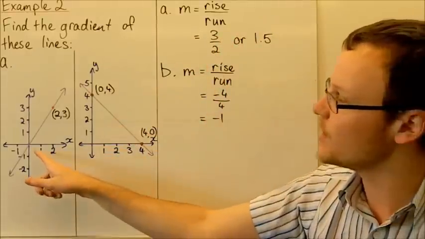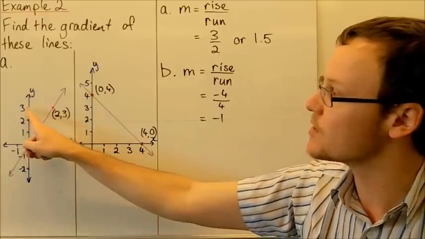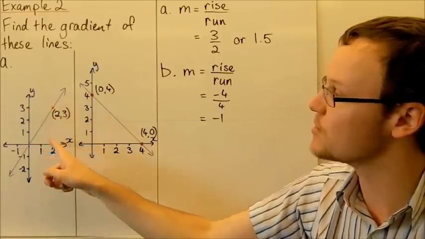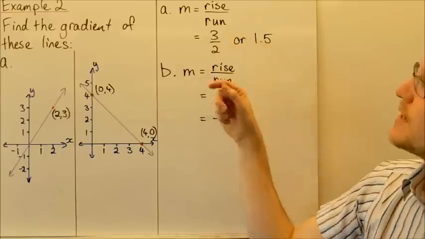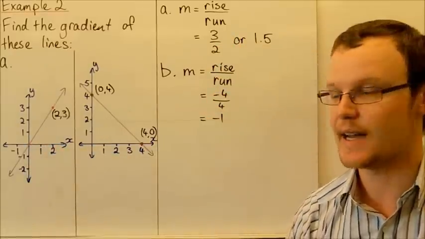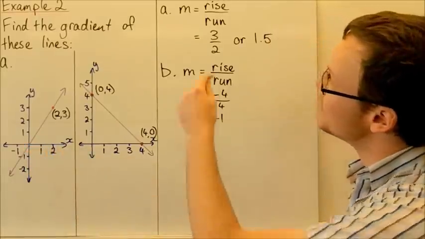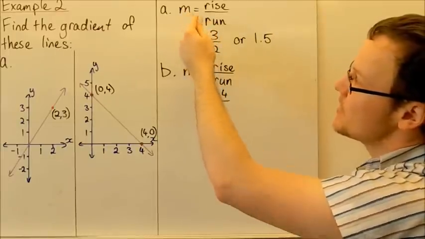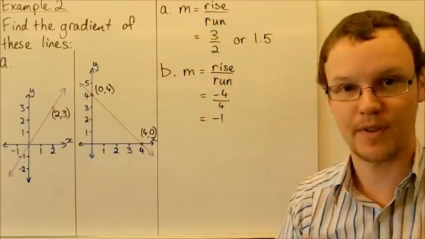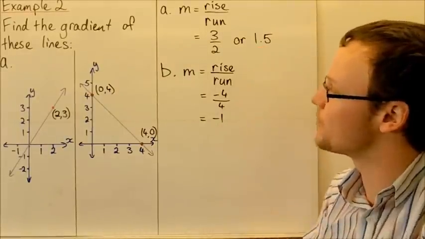So the rise is going to be an increase from 0 to 3. So our rise is 3, and our run is how far along we've gone on the x-axis, how much the x values have increased, and they've increased by 2. So our gradient is going to be 3 over 2, or 1.5. 3 divided by 2, or 1.5.